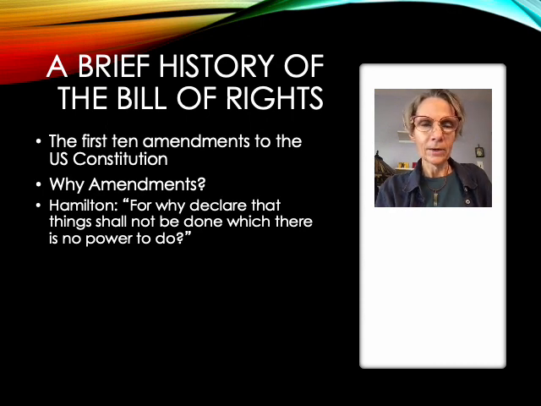Basically, what Alexander Hamilton said is, why do we need a Bill of Rights telling government what it can't do when there's nothing in the Constitution that gives the federal government the right to do that, right? As it says there, why declare that things shall not be done which there is no power to do? So remember, last week we talked about the express powers of the federal government, the powers that are enumerated in the Constitution, right?